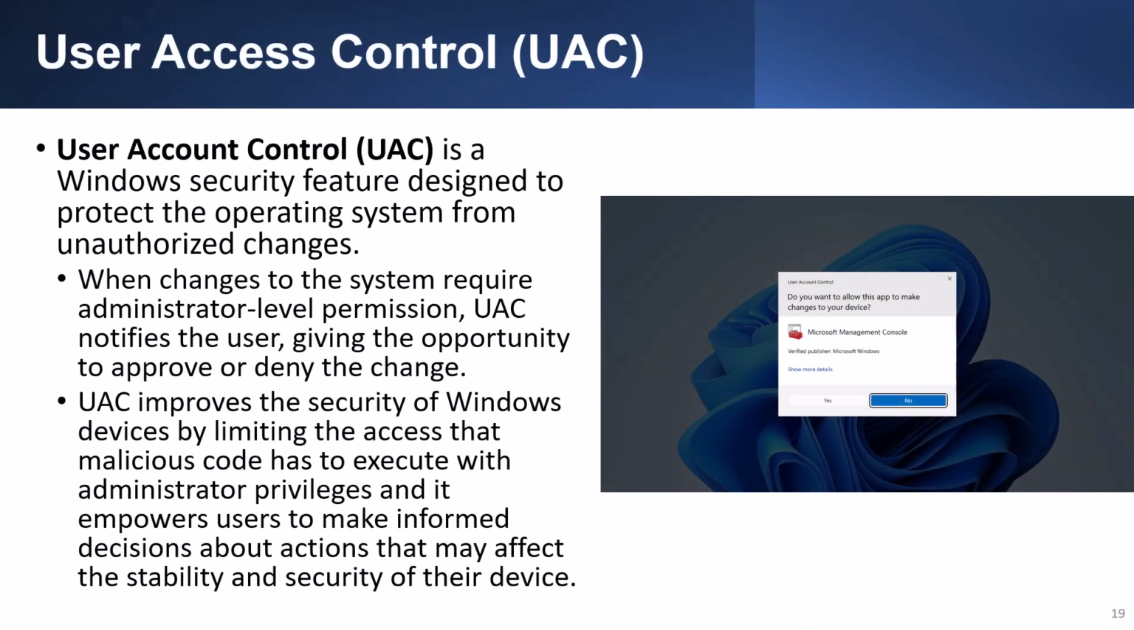User Account Control, or UAC, is a Windows security feature designed to protect the operating system from unauthorized changes. When changes to the system require administrative level permission, UAC notifies the user, giving the opportunity to approve or deny the change. UAC improves the security of Windows devices by limiting the access that malicious code has to execute with administrative privileges, and it empowers users to make informed decisions about actions that may affect the stability and security of their device.